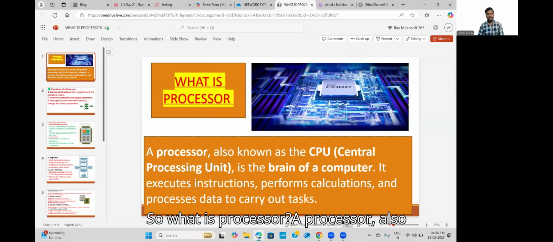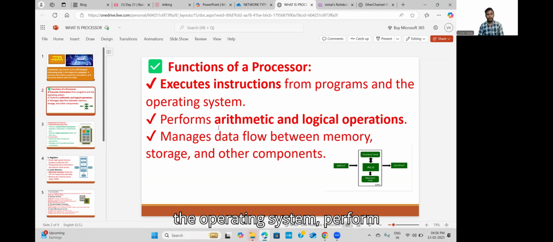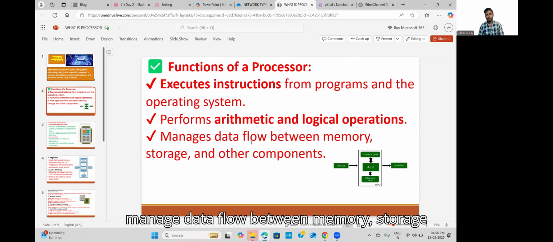So what is a processor? A processor, also known as the central processing unit, is the brain of a computer. It executes instructions, performs calculations and processes data to carry out tasks. The functions of a processor: execute instructions from programs and the operating system, perform arithmetical and logical operations, and manage data flow between memory, storage and other components.